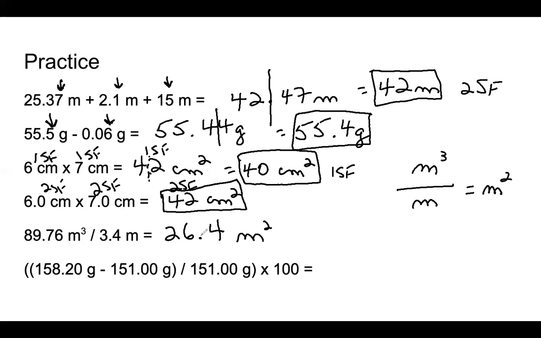All right, we have to do our sig figs. 89.76 has 4 sig figs. 3.4 has 2 sig figs. It's division. Go by the least sig figs. You need 2. Cut it off there. So our answer is 26 meters squared.